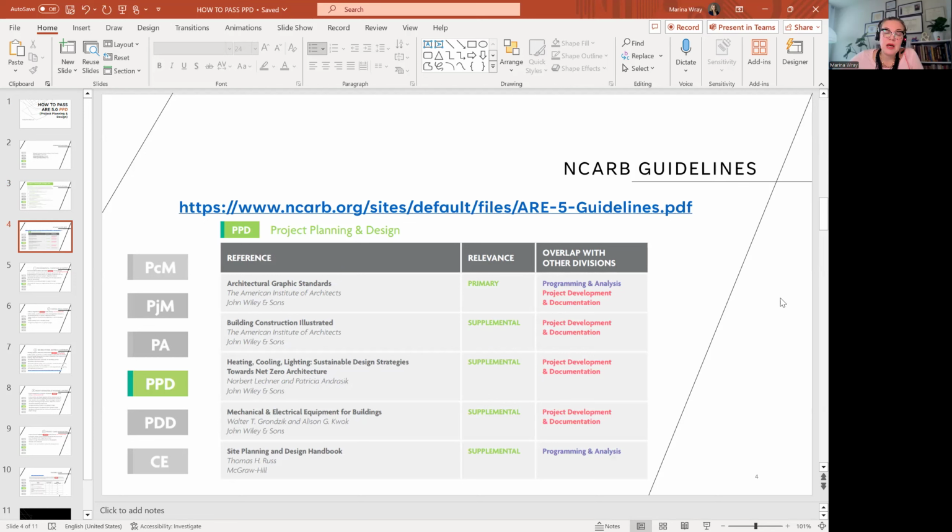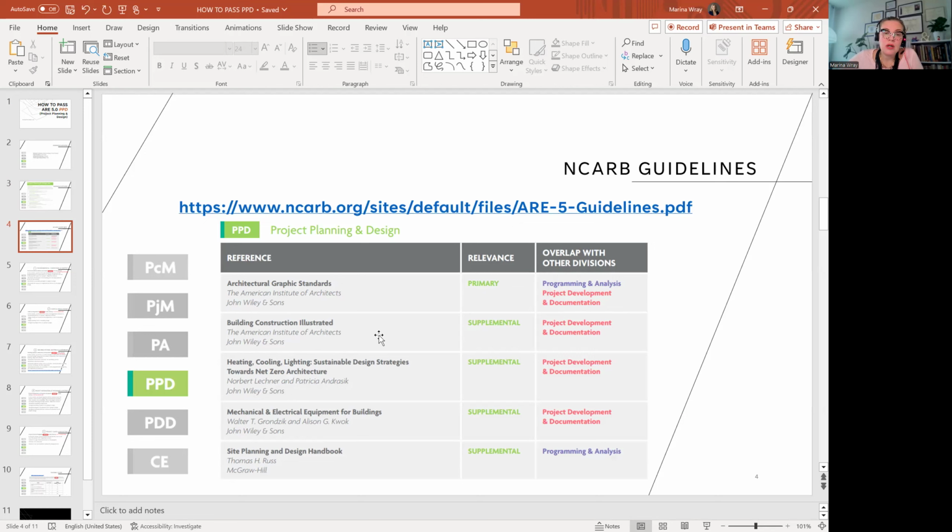So the primary reference is the Architectural Graphic Standards, or AGS, and I highly recommend reading this book cover to cover, just because there's so much information that you will definitely need, not just for the exam, but for your architectural practice. For you to become a better architect, you need to know how to graphically represent buildings, sections, systems, and everything in between. It overlaps with PA and PDD, so definitely get a copy of this book.